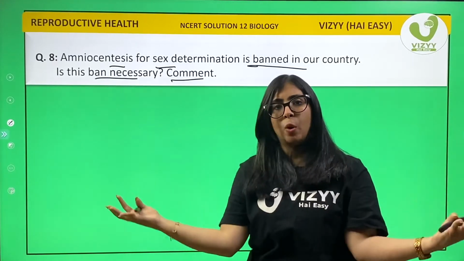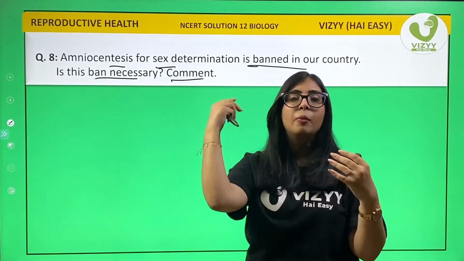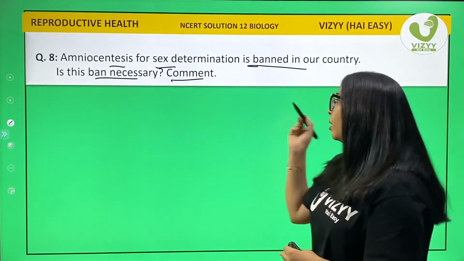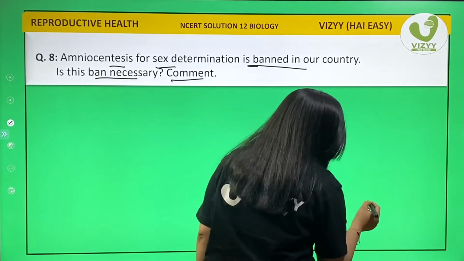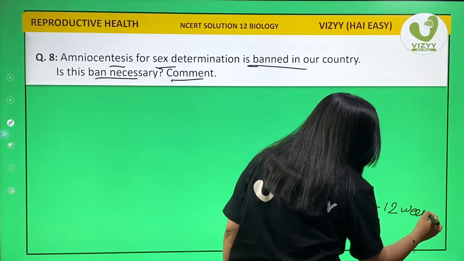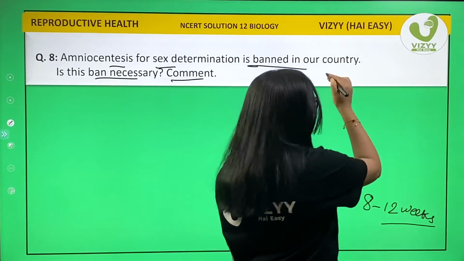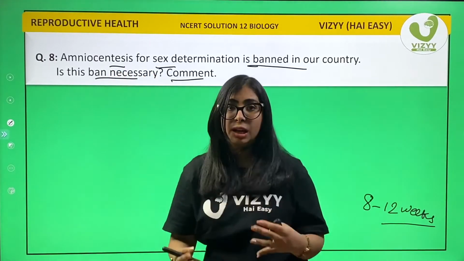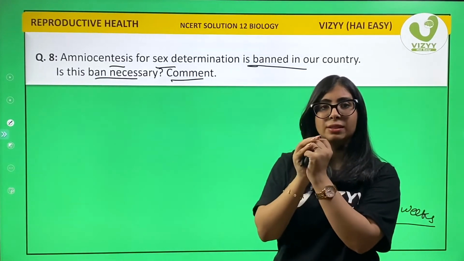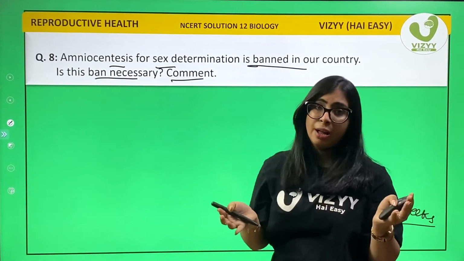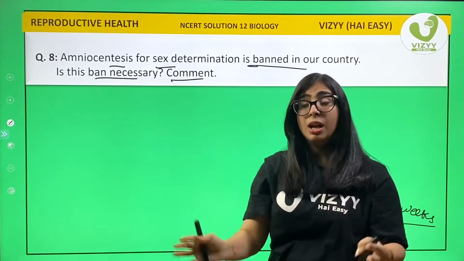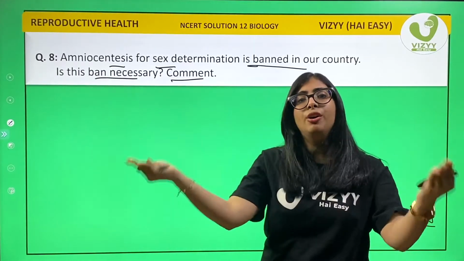When a mother carries a child, in very early stages, maybe 8 to 12 weeks, this process, amniocentesis, is done in utero. Now, this is the fetus and there is an outer covering of a placenta. In this placenta, there is an amniotic sac. The amniotic sac is filled with a fluid.